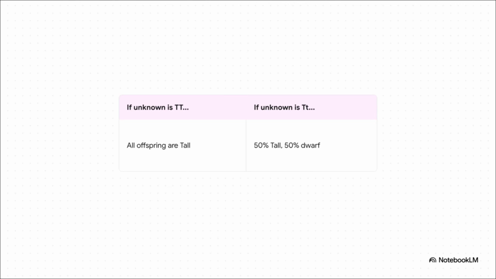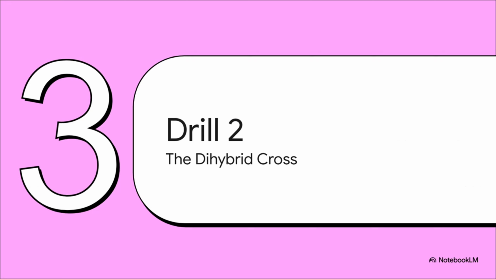Think about it. If all the babies come out tall, then the mystery parent must have been TT. It had no t to give. But if even a single dwarf offspring shows up, you know for sure the parent was heterozygous, Tt. Why? Because the only way to get a dwarf plant is if it got a little t from both parents. It's so simple, but absolutely brilliant. All right, you've mastered the monohybrid cross.